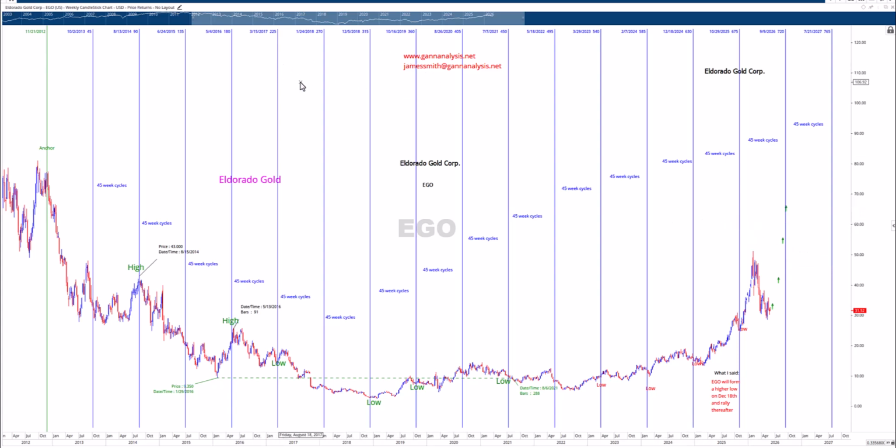I just wanted to give you a quick and dirty analysis on this stock. You might not care about EGO. You might care about some other gold mining stock. It could be any stock. It could be a tech stock. Anything that you care about.